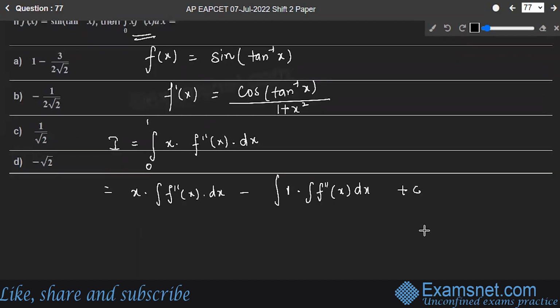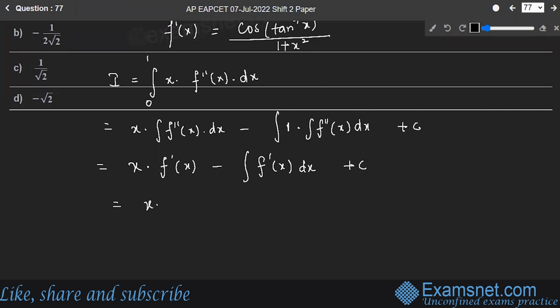Plus some constant. So this will be equal to the integral of the second derivative, which will be the first derivative, minus the integral of the first derivative dx, plus c. This is equal to x into the first derivative of x minus f(x). Okay, we forgot about the intervals. They were from 0 to 1, so this is from 0 to 1, and this is from 0 to 1, plus c. I hope this is clear till here.